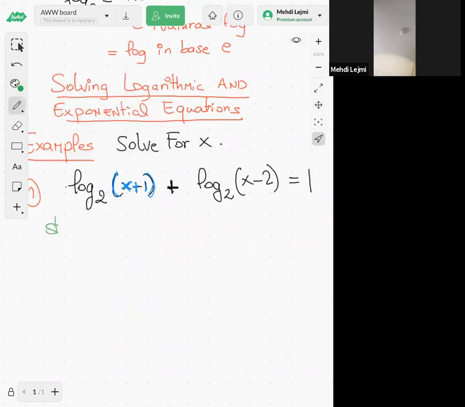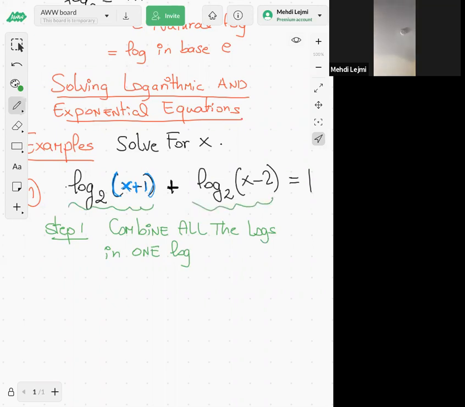So step 1 is to combine all the logs in just 1 log. Okay. So I have 2 different logs here. I have this log of x plus 1, and I have this log of x minus 2, right? So how can I combine these 2 logs in just 1 log?